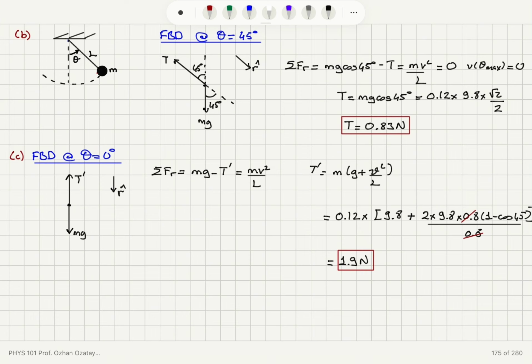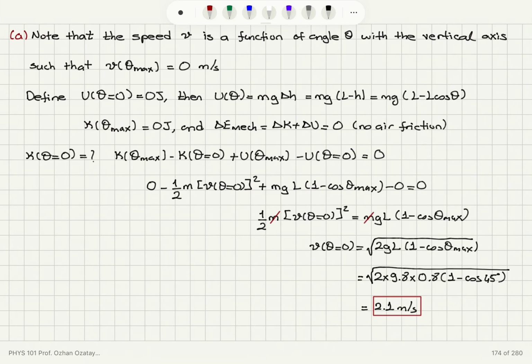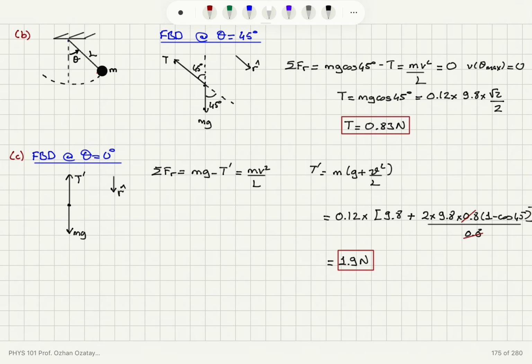And we know the speed at the bottom of the path is the square root of 2gL(1 minus cosine theta max). We substitute for v squared, it's squared. So we plug in the numbers, and this gives us an increased tension, 1.9 newtons. So you can see that the tension is decreasing as we go up, and it's increasing as we go down on this circular path.